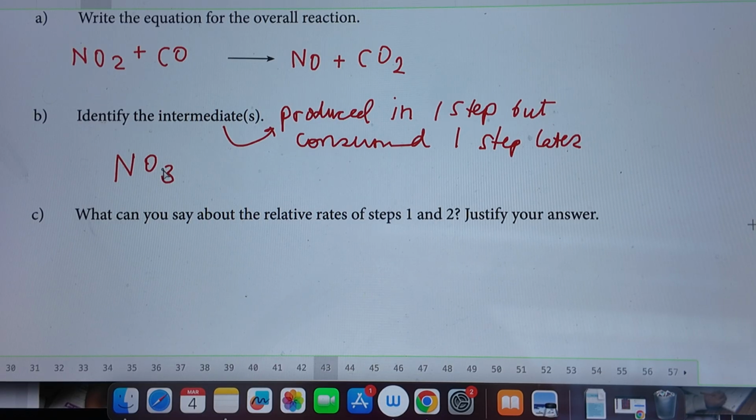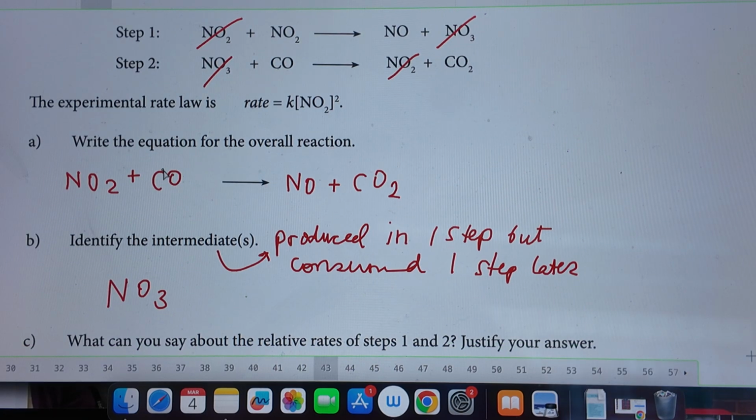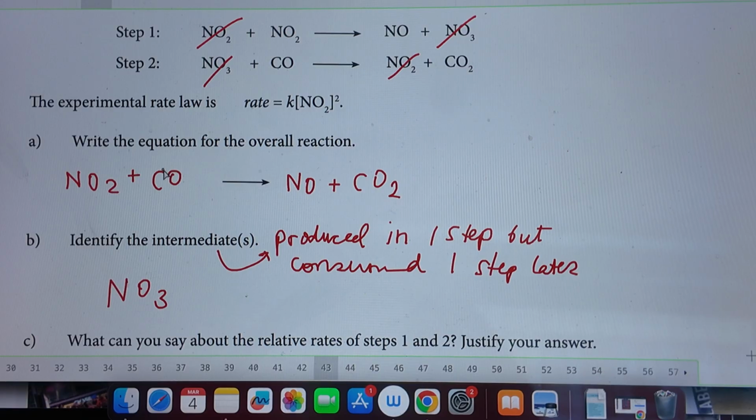Okay, and then what can you say about the relative rates of step 1 and step 2? Well, let's look at step 1. Step 1 was NO2 plus NO2 turns into NO plus NO3. So its rate law would be NO2 squared. And that means step 1 has to be the slow rate determining step, and step 2 must be faster.